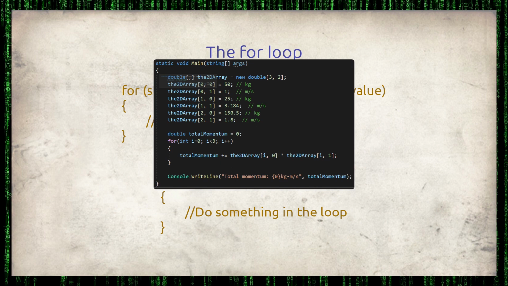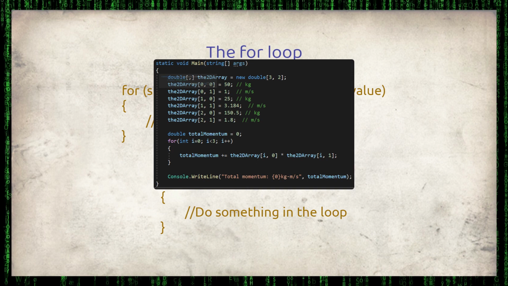So remember that row consists of the values 50 and 1. Okay, the second row consists of the values 25 and 3.184, and the third consists of 150.5 and 1.8 meters per second. Now if we add all that up, all right, so we run this loop.